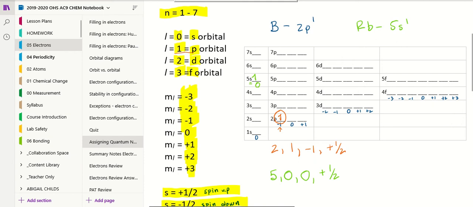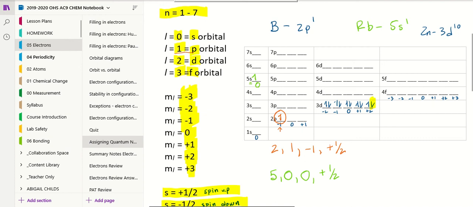How about zinc? Zinc is 3d10. So I go to 3d. Spin up, spin up, spin up, spin up, spin up. Down, down, down, down, down. What was the last electron I filled in? Right there, down in the +2.